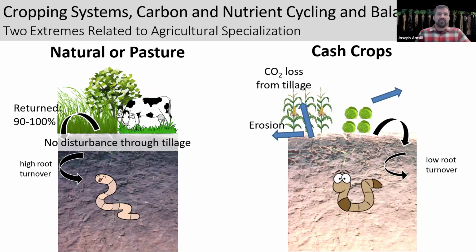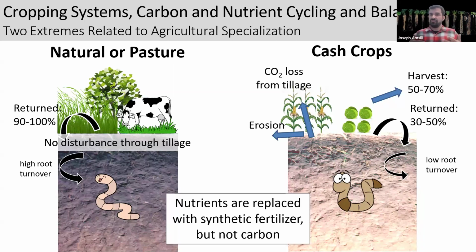So on the left side, you can think of natural or pasture systems where all of that photosynthesis and biomass that's produced on site, all those shoots and roots, are recycled in place, and we don't have any disturbance from tillage. And then we can think of our most intensive systems, our annual grain or processing vegetable systems, where potentially 50 to 70% of the carbon and nutrients are harvested off the field in terms of crop export. 30 to 50 might be returned. And we also can have some other carbon losses in terms of tillage and loss of our best topsoil through erosion, leading to a less happy earthworm.